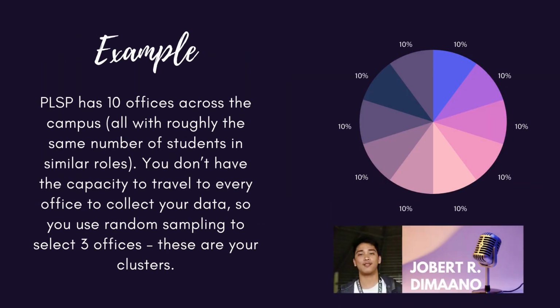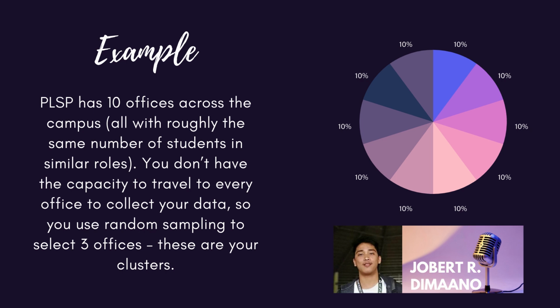Example, PLSP has 10 offices across the campus, all with roughly the same number of students in similar roles. You don't have the capacity to travel to every office to collect your data. So you use random sampling to select three offices. These are your clusters. So ang ibig sabihin nun ay example, merong 10 opisina sa buong campus.